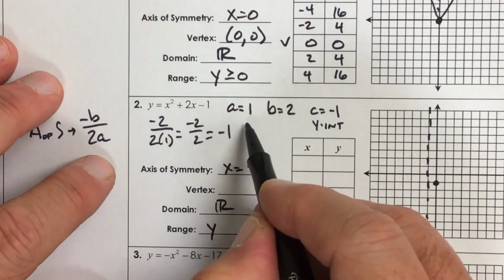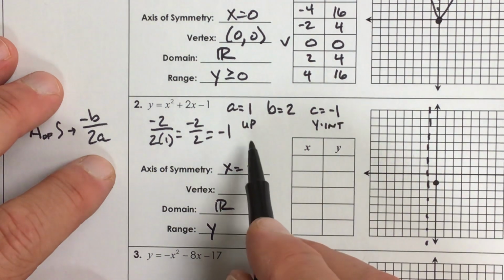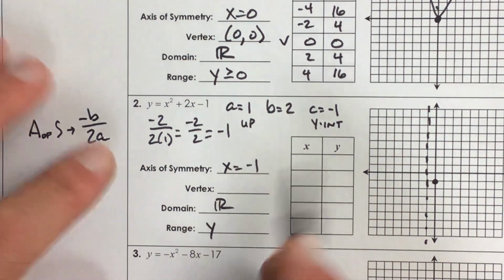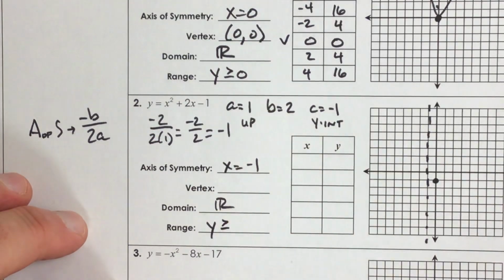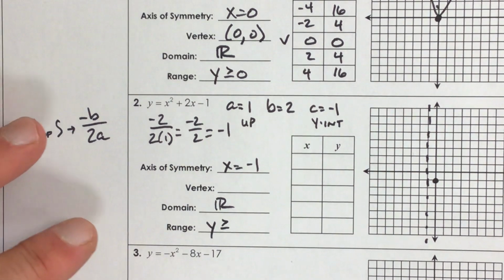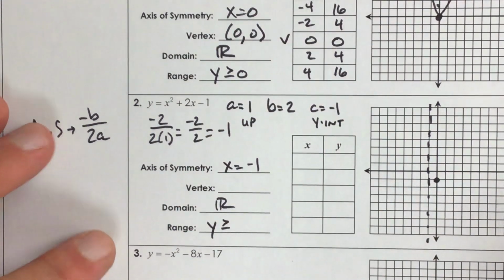We know that it opens up, right? We know that it opens up because a is positive. Since it's opening up, we have a minimum, which means that the y is going to be greater than. Now, what's our vertex? Remember, we take our vertex and we plug it in.